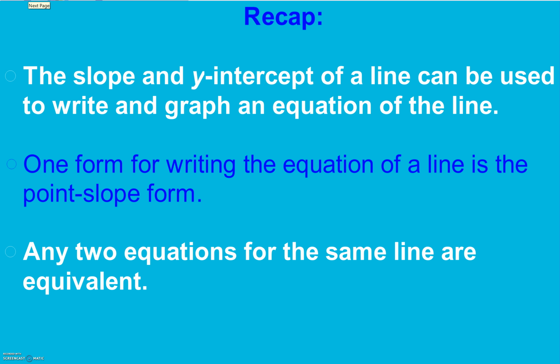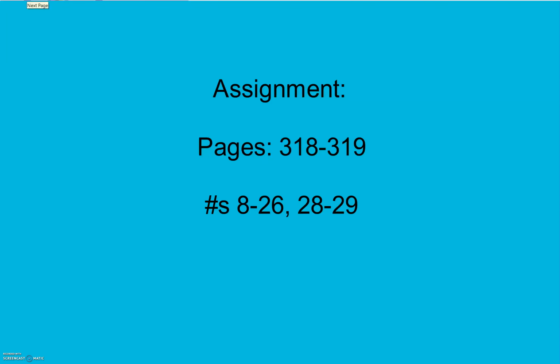Quick recap for this section. The slope and y-intercept of a line can be used to write and graph an equation of the line, and one form for writing the equation of a line is the point-slope form. Any 2 equations for the same line are equivalent. So we've done point-slope form, and we've also done slope-intercept. And each equation has its perks. Slope-intercept gives us a slope and an intercept. So depending on what information we have, that's helpful. If all we have is a point and a slope, we can use point-slope form. So it really just depends on the type of information that we have. And there is your assignment.